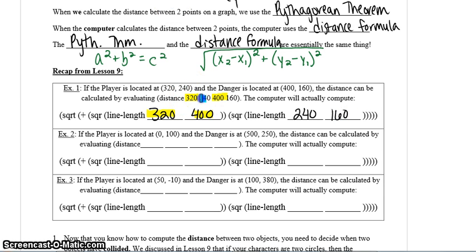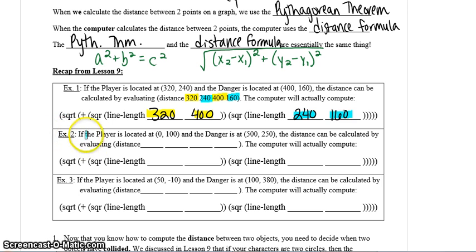So I'm color coding this again so you can see that even though the 4 inputs are in a specific order, the first and third represent the x's, which have to go together in the line length function. And then the second and fourth represent the 2 y coordinates, so those have to go in the other line length function. We still see the squared and the squared, which are part of the distance formula. We still see the addition, or the sum, which is part of the distance formula. And then, of course, the square root is the final function that takes place when we use the distance formula.